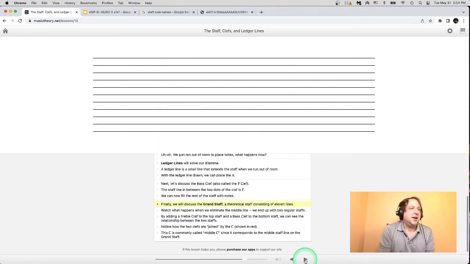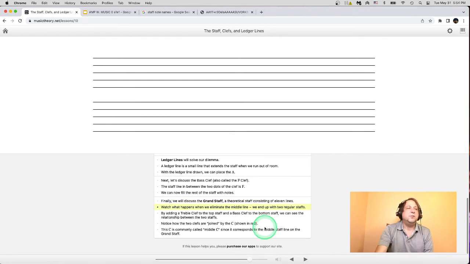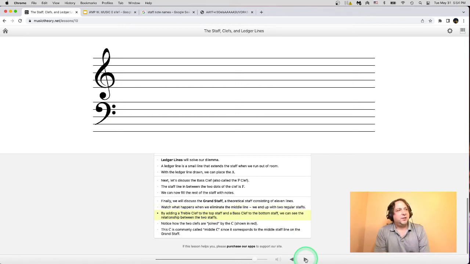So here's the grand staff. This is an 11-line staff. It's basically every note in the treble and bass clef kind of stacked on top of each other. If you remove the middle line, though, it kind of compartmentalizes everything and makes it look a little bit more manageable. You can see that there's 5 lines on top, 5 lines on the bottom. And then you add the bass and treble clef, and you basically have a continuous set of notes, minus this middle line.